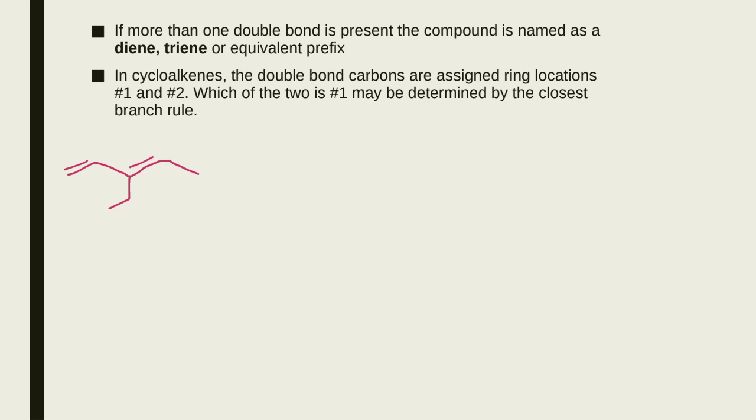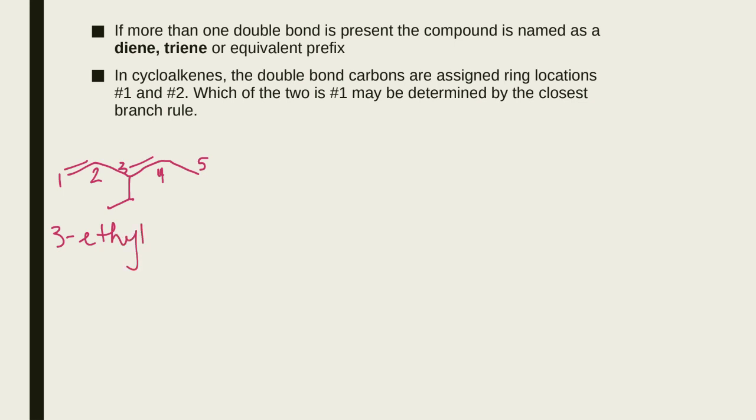So we're going to number this from the side closest to the pi bond. That pi bonds take precedence over branches. So we're going to start numbering from this side. 1, 2, 3, 4, and then 5. And I have an ethyl group on carbon 3, right? So a 2-carbon branch, and we're going to state the name of that first.